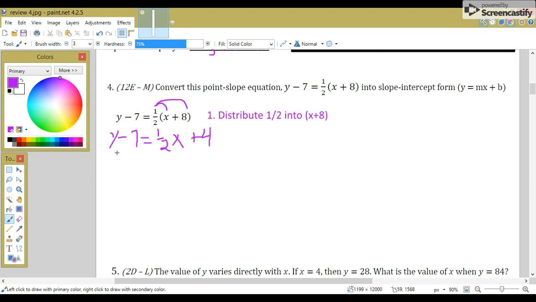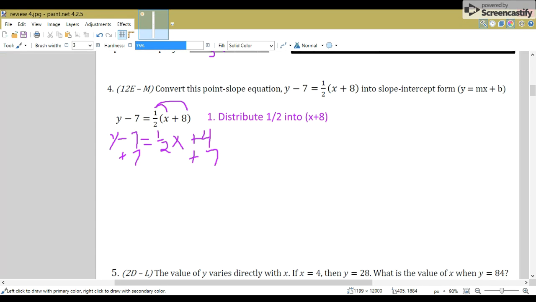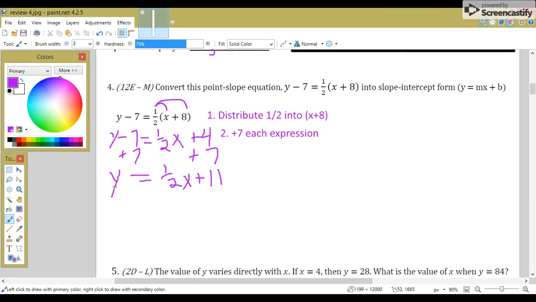To get y by itself, to isolate it, we want to get rid of this minus 7. So to get rid of a minus 7, we put a plus 7 on each side of the equation. You're adding 7 to each expression. So we have y equals 1/2 x plus 11. And that is our slope-intercept form.